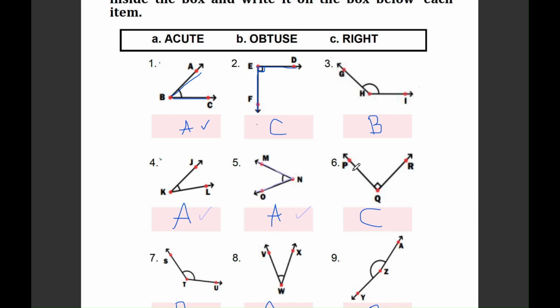Types of angles, number 6. Blank, classify the angle. Options: A, acute; B, obtuse; C, right. Why not? A is less than 90 degrees. B is greater than 90 degrees. Answer C, right. Formula or reason: the angle is equal to 90 degrees.